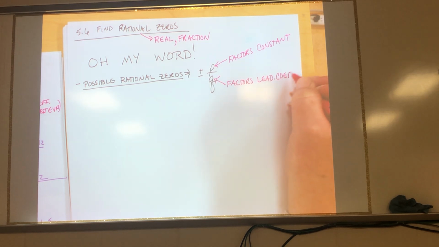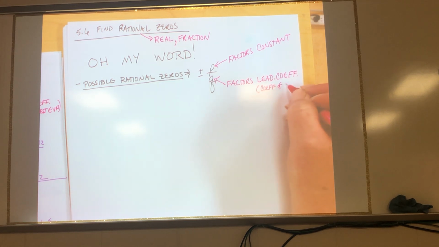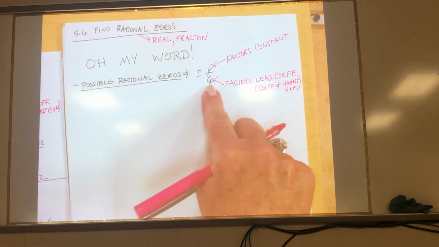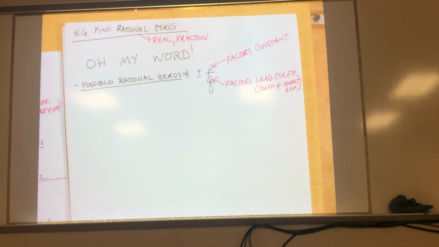Tell me what the leading coefficient is first. Very good. He's the coefficient of the highest exponent. So where is he? Yeah, he's at the first. He's going to be the first guy, and now he's going to the bottom. And this is going to be the last guy, and he gets to be on top. Okay? And that's where we're going to get all of our possible rational zeros.